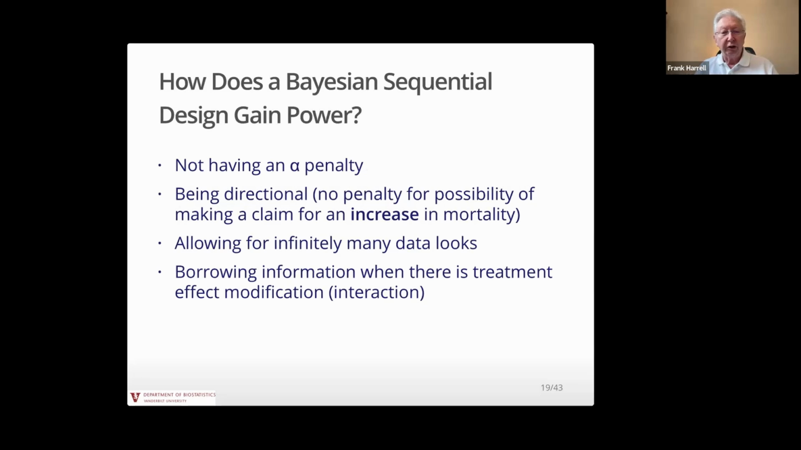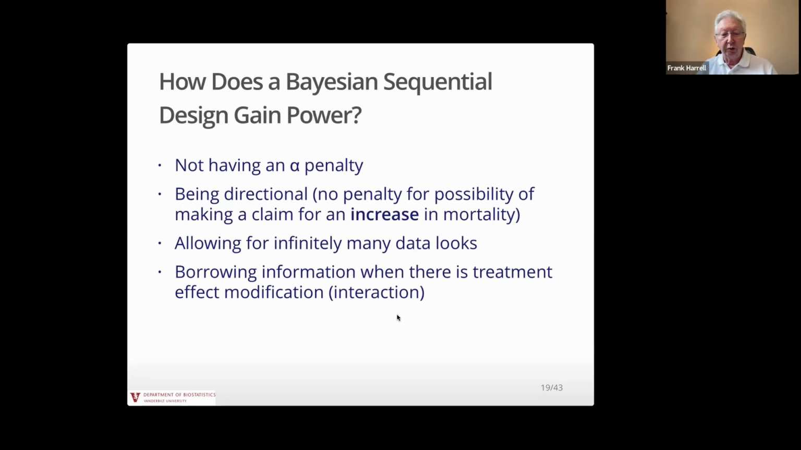So by not having an alpha penalty, you're gaining power with a Bayesian design, and by being directional, there's no discussion about two-tailed versus one-tailed. There's no possibility of making a claim for an increase in mortality. We're only interested in probabilities about decreasing mortality. And so Bayesian assessments are directional, which gains a little bit of power. You allow for infinitely many data looks.